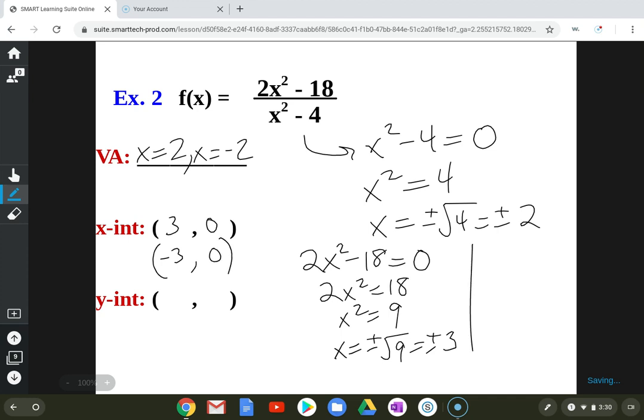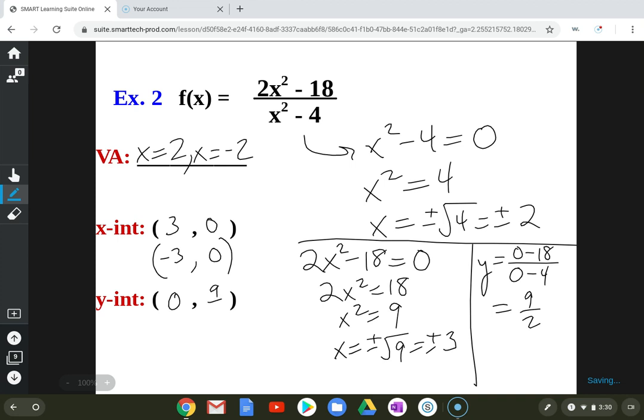Y-intercept, you set your x equal to 0. So you get y equals 0 minus 18 over 0 minus 4. So our y-intercept, if we reduce the fraction, is 9 halves. So we have (0, 9/2).